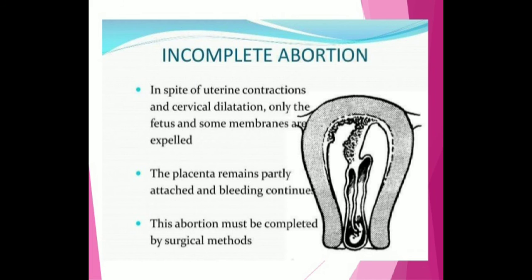In incomplete abortion, in spite of uterine contractions and cervical dilatation, only the fetus and some membranes are expelled. The placenta remains partly attached and bleeding continues, and this abortion must be completed by surgical method. So in incomplete abortion, the fetus and the membranes like chorion and amnion get expelled through the vagina, but the placenta doesn't get expelled. So the placenta should be removed by surgical methods.